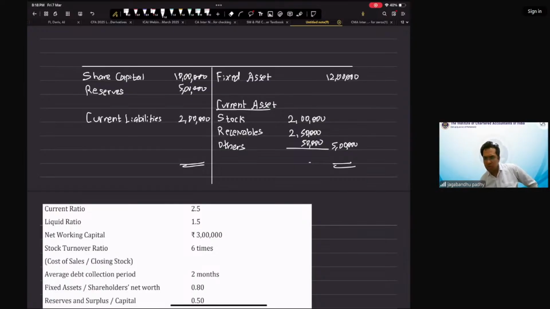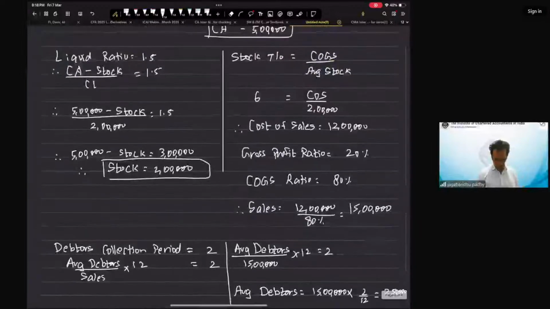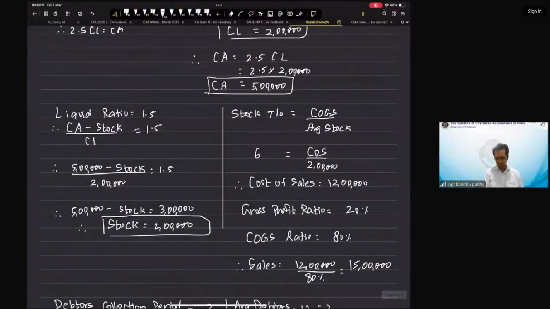In stock turnover ratio, how did you take closing stock of 2 lakh as average stock? There's no information given in the stock turnover. So average stock is assumed to be the same as the closing stock. Right? Because otherwise we don't have the information to compute average stock.